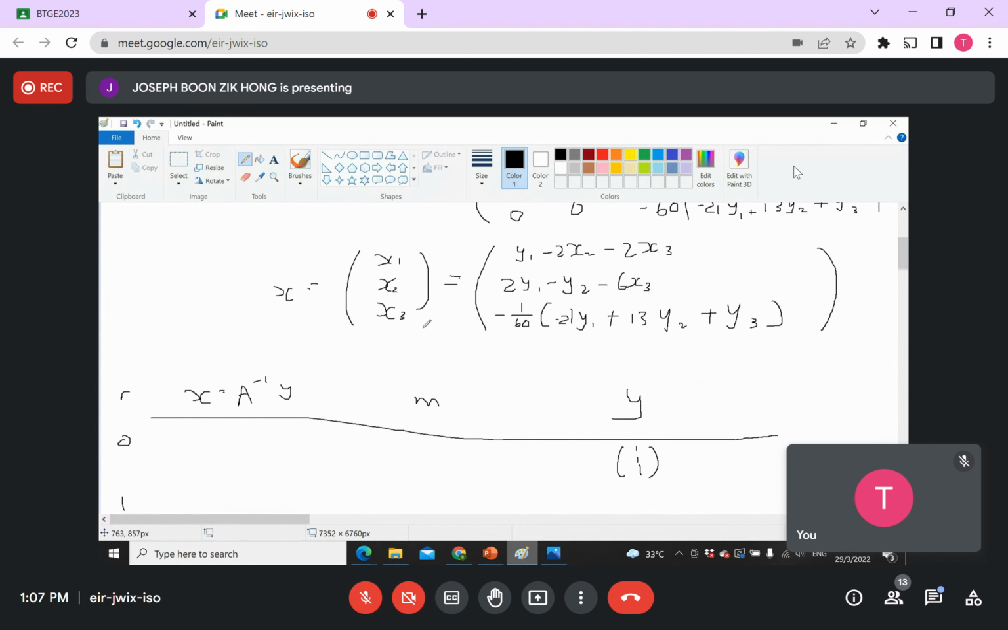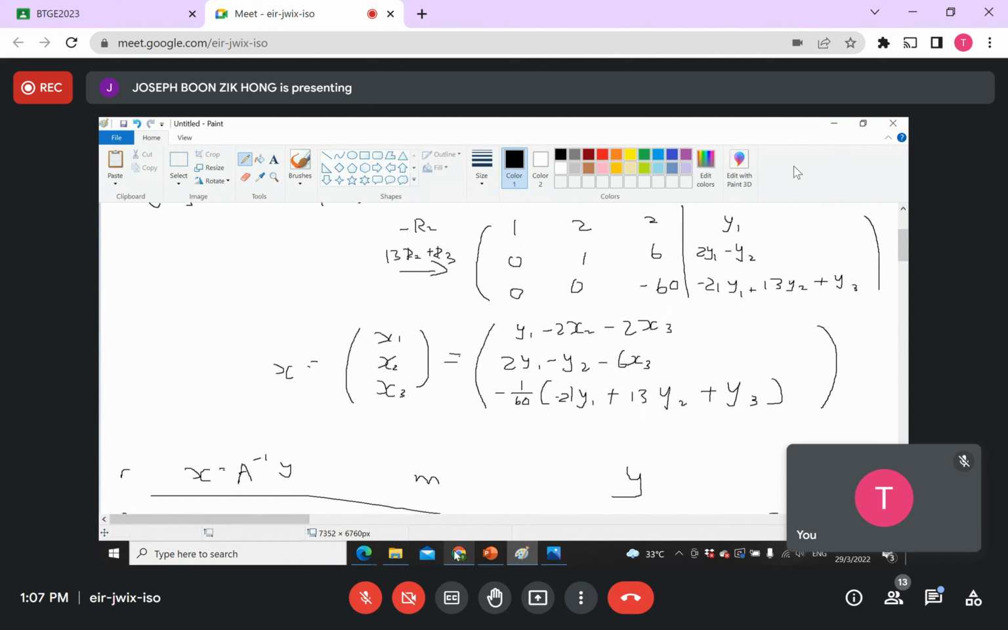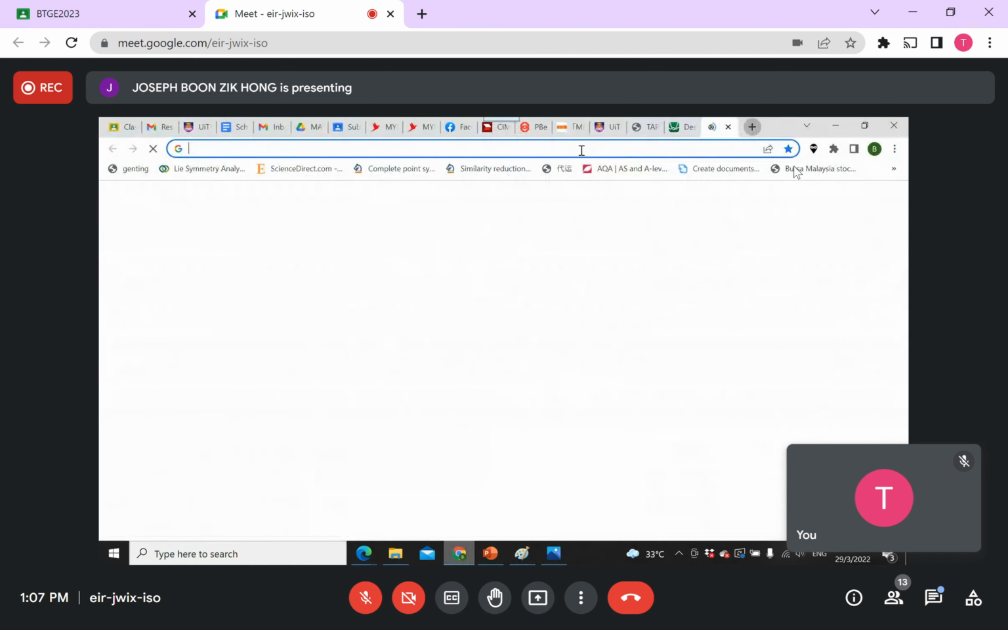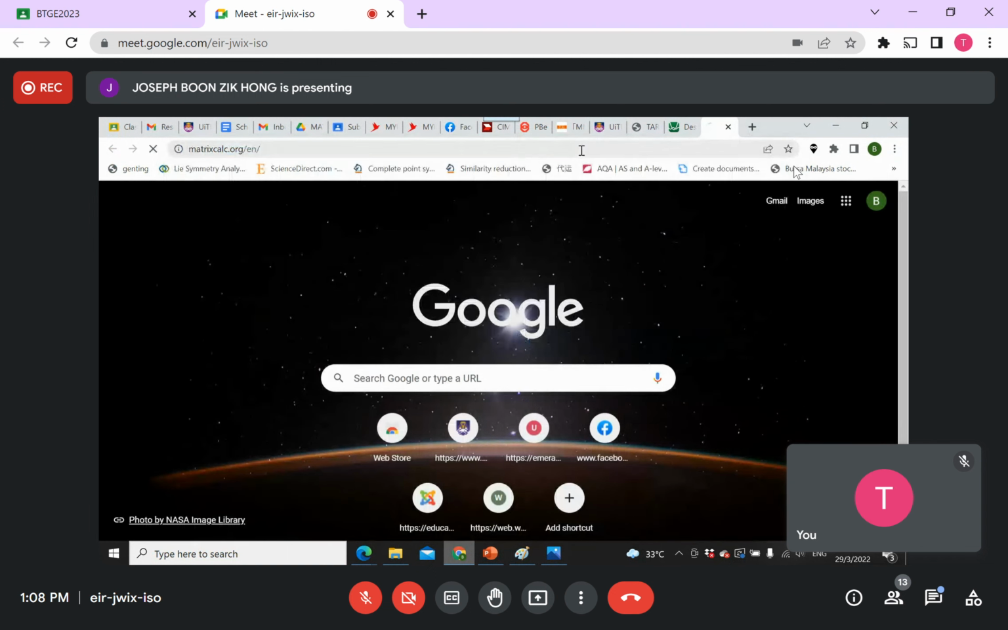and then you take your A inverse. I use matrix calculator here. Again, if you have the white calculator, then it will be easier. If you are using the black one, then it will be a bit of trouble for you, because the white one, the display is quite user friendly.